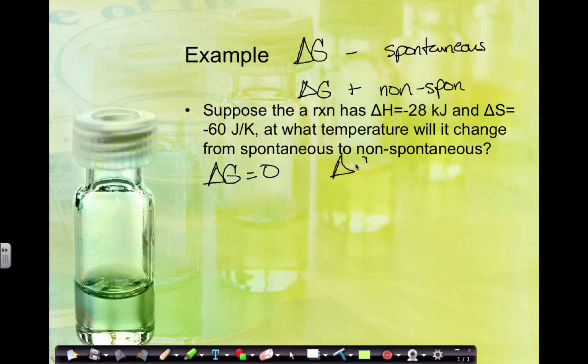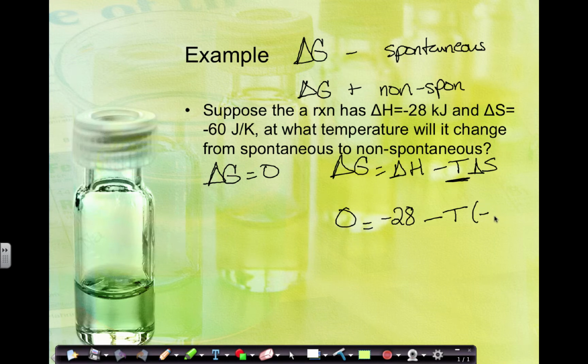So delta G is equal to delta H minus T delta S. We are looking for a temperature in this case, so delta G, we're going to say, is 0. Delta H is negative 28 kilojoules. So we have delta H in kilojoules and delta S in joules, so we're going to switch one of them. Let's just switch the delta S. Minus temperature, which we don't know, times, instead of negative 60, we're going to switch it to kilojoules, so it's going to be negative 0.06.